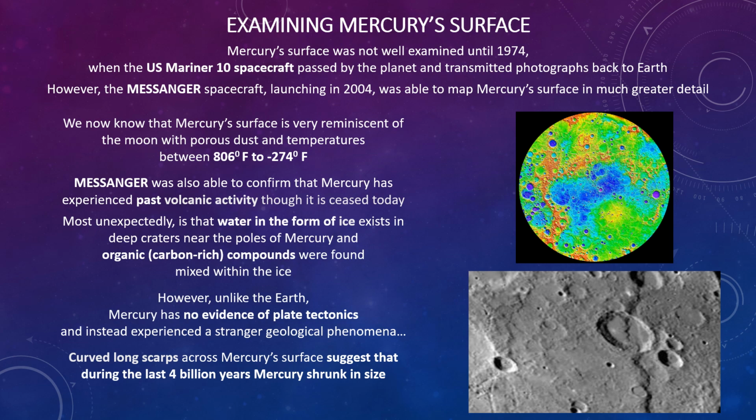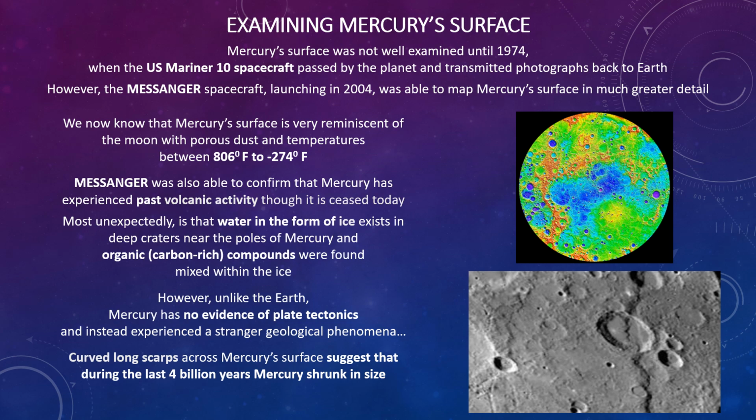The Messenger spacecraft was also able to confirm that Mercury had past geologic activity, although it is no longer geologically active. But what may be most unexpected is that there is actually water ice deep in the craters near the poles of Mercury. And in that ice, they have found organic, meaning carbon-rich, compounds. That's pretty cool. That's on Mercury, somewhere you would not expect. Not only would you not expect there to be water, but organic compounds on such a planet with such hot temperatures. Being able to find that really is exciting.